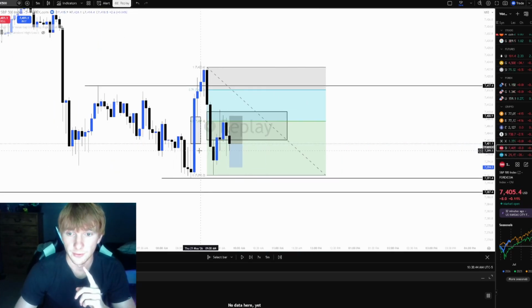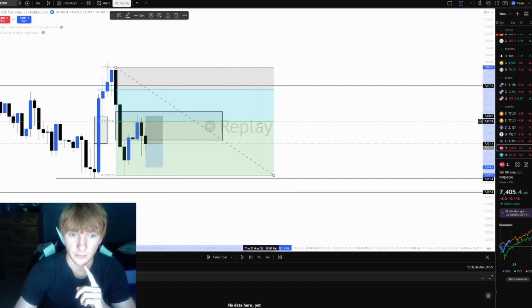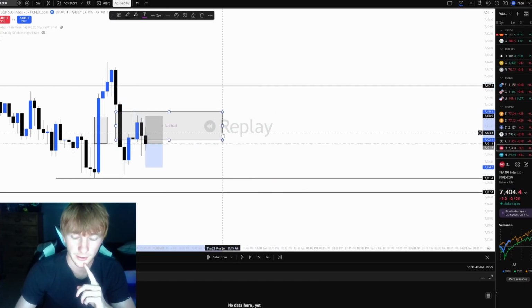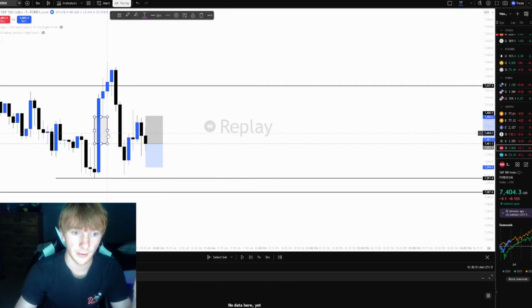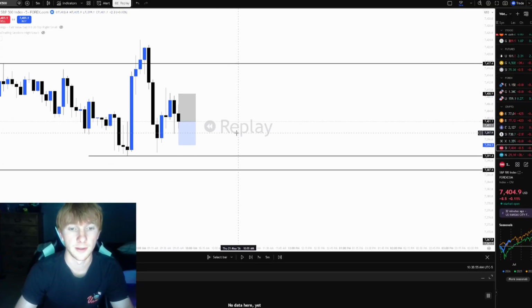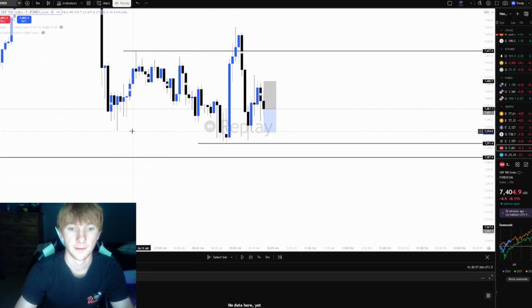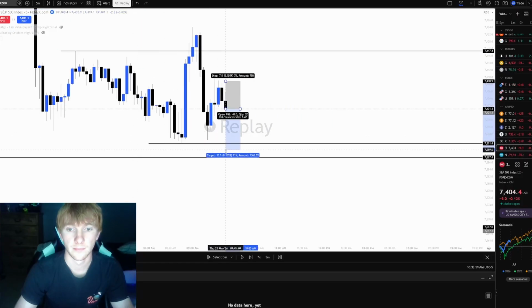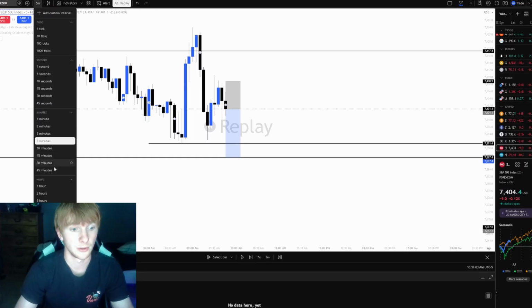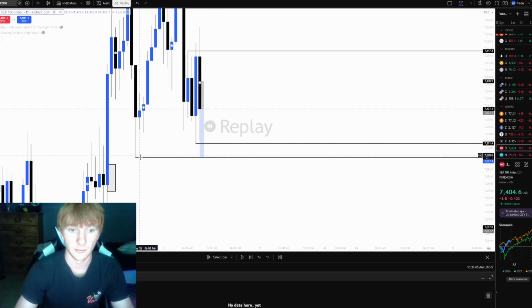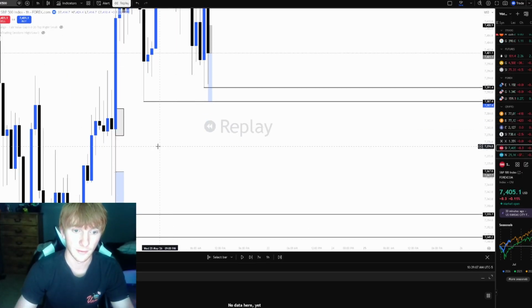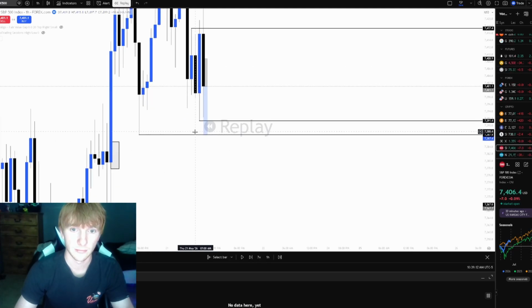So my trade's looking something like this. Let me get rid of some of this stuff to clean it up. So we had equilibrium, inverse gap, fair value gap, and I waited for a 1-minute inverse gap instead of a 5-minute break of structure, which, if I lose, that's just on me. And I was only targeting down to here.